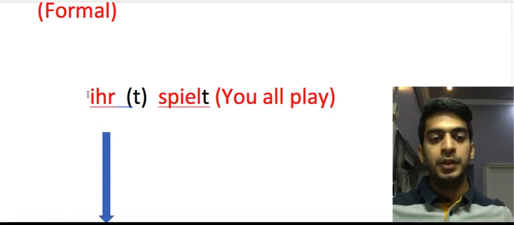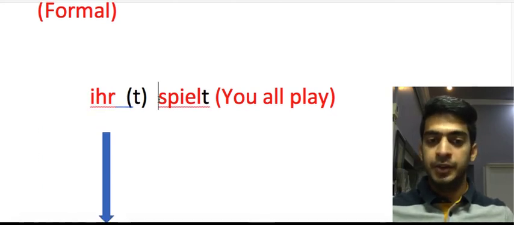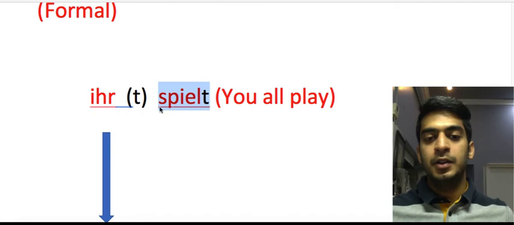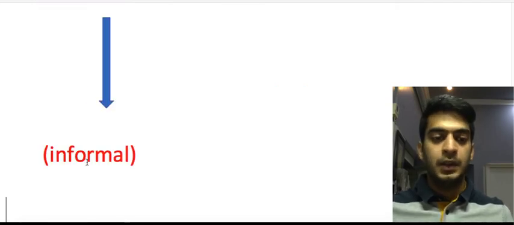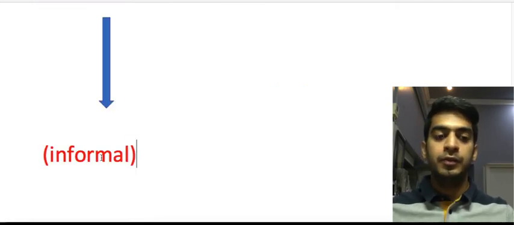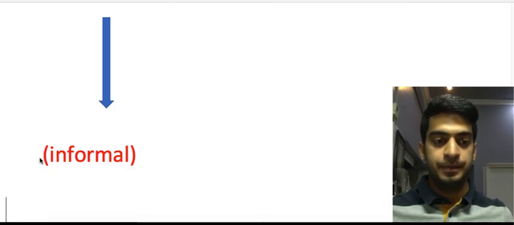Now we have the pronoun ihr. The verb stem spiel. The ending is t. It becomes ihr spielt. You all play. The pronoun ihr is always used for informal conversations.